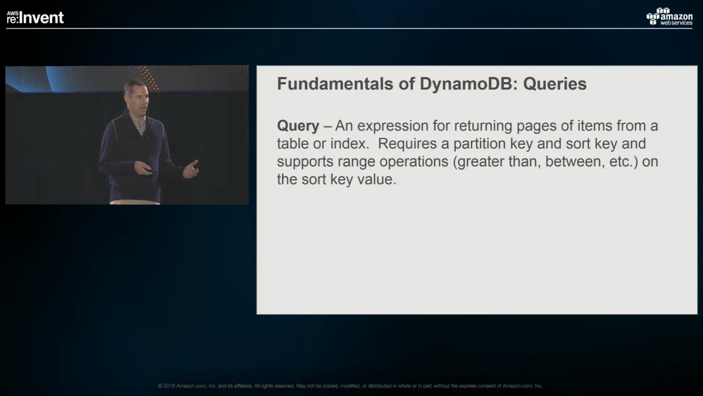It returns records in pages. Pages are 1 megabyte in size, so if you get more than 1 meg worth of items, you have to page through the result set.